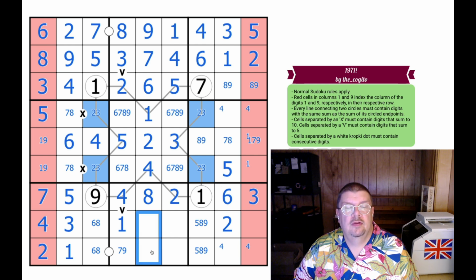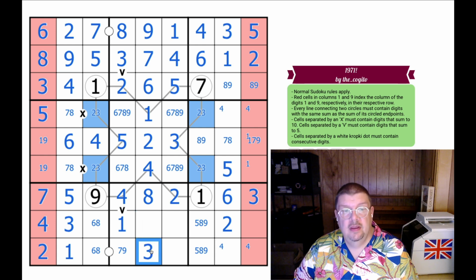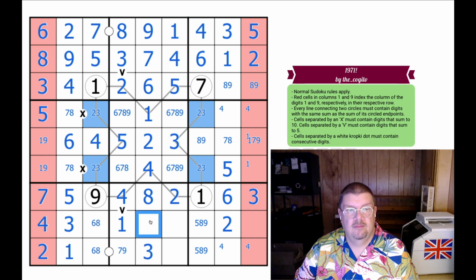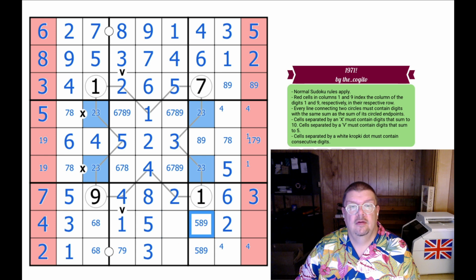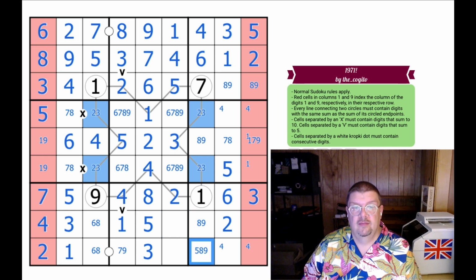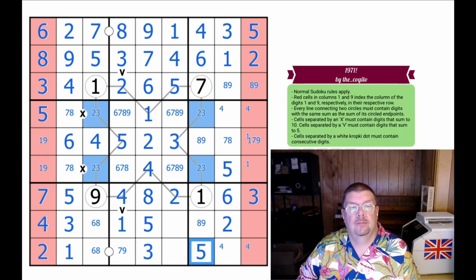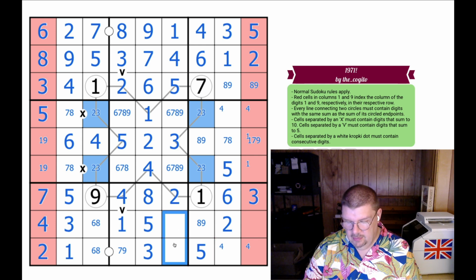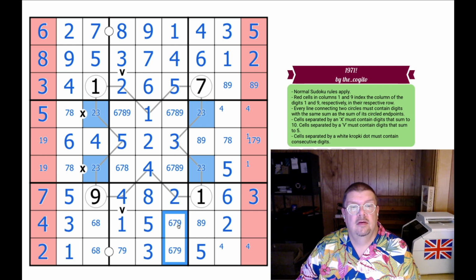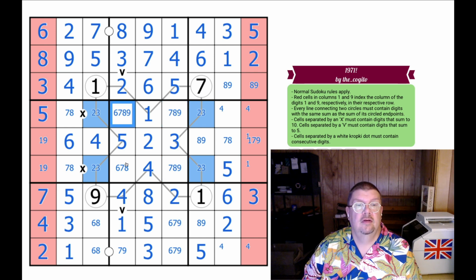These two digits are 3, which must go there, and 5. That means that that is not a 5, and that is. And then these are 6, 7, and 9. One of those must be a 6. So those are not 6s. Those are not 8s by Sudoku.